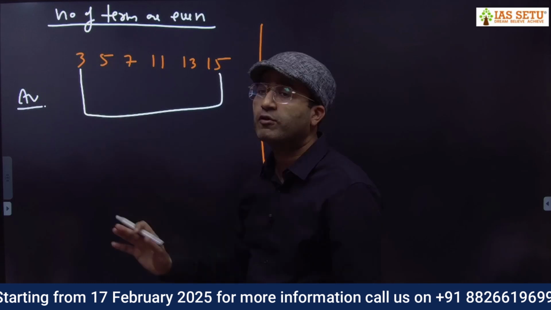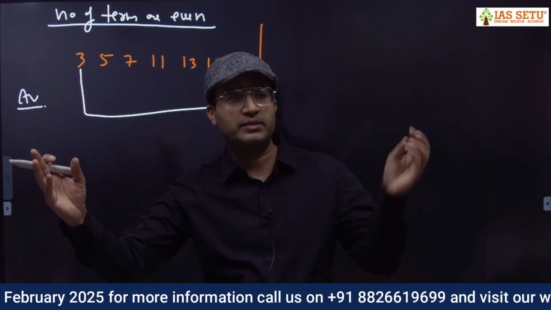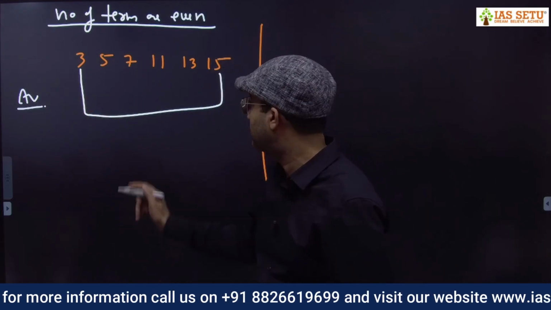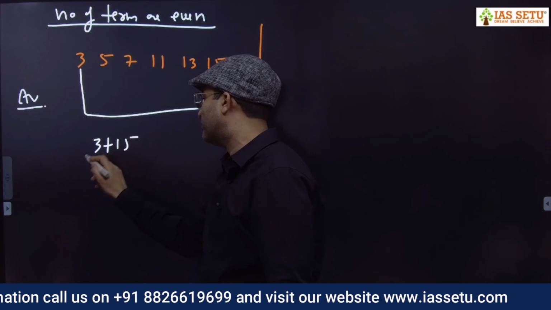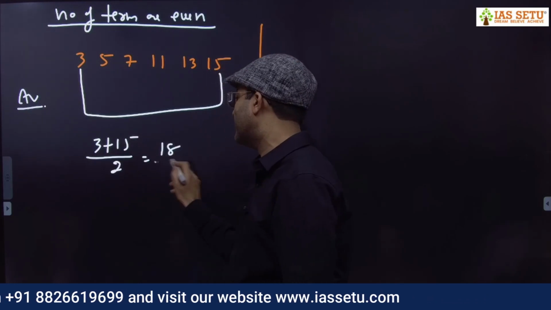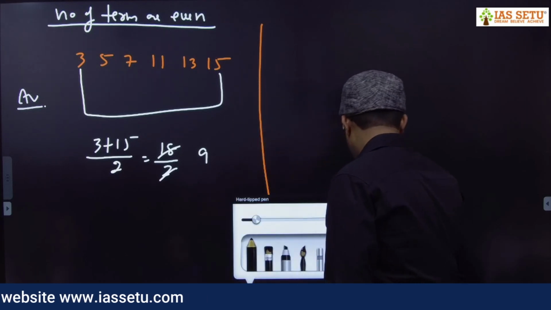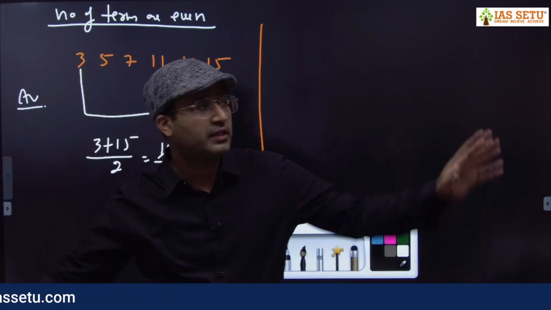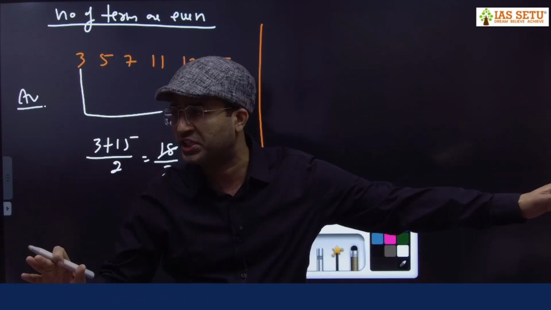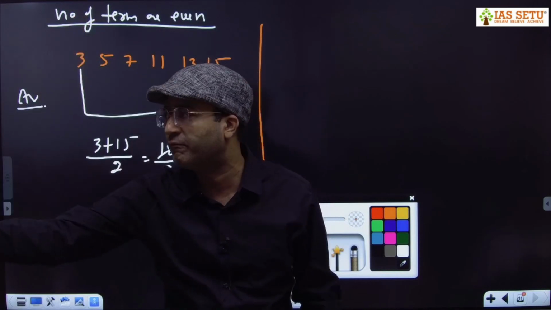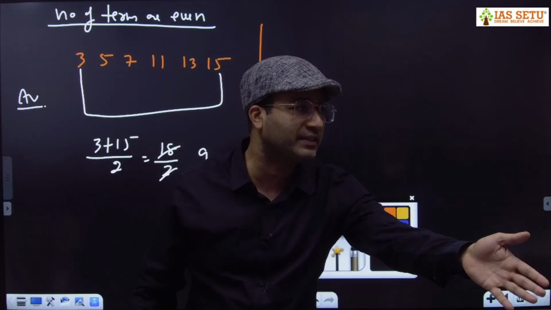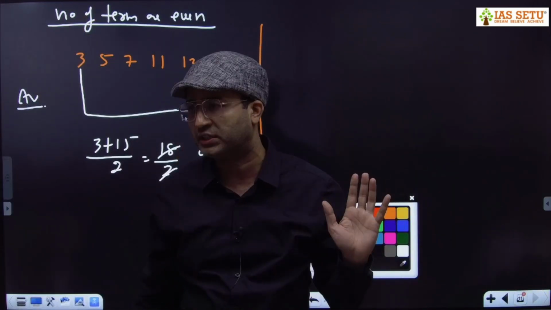So here we have a corresponding pair. First term and the last term, that is sufficient. 3 plus 15 divided by 2, 18 divided by 2, you get 9. Not only this, the first term from starting and the last term is sufficient. Similarly, the second term from starting and the second term from last is also sufficient.